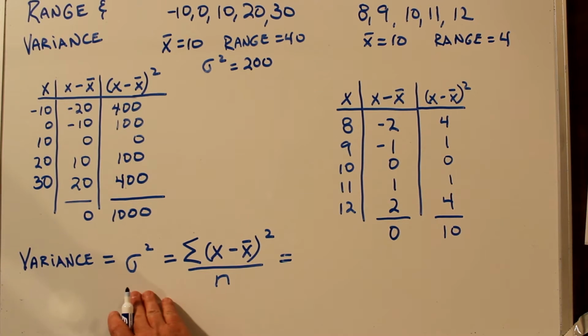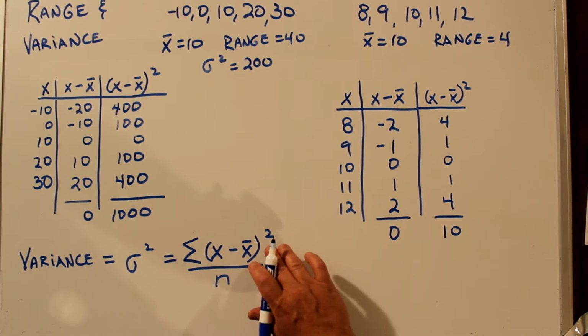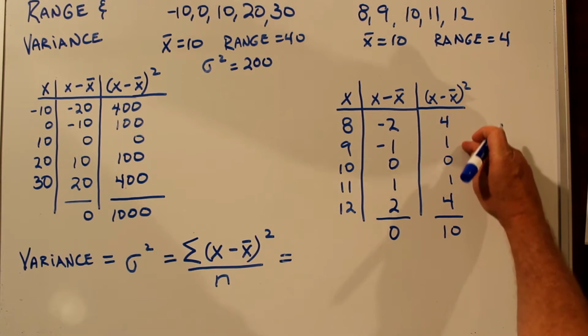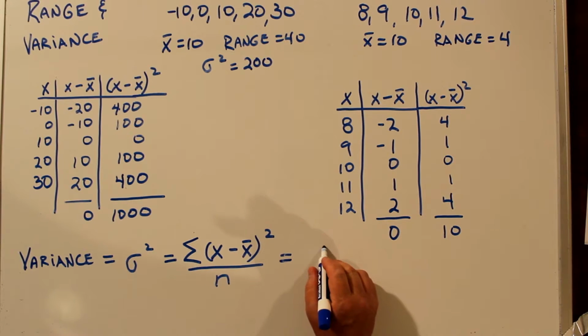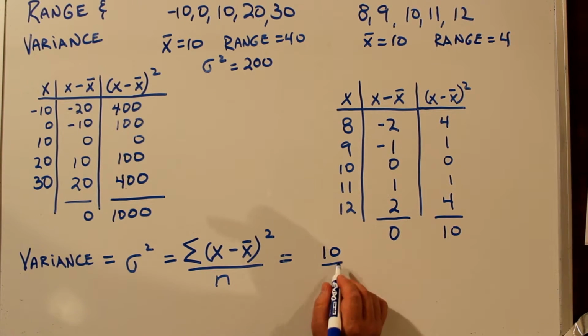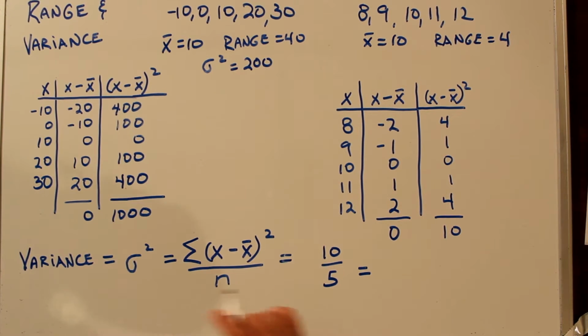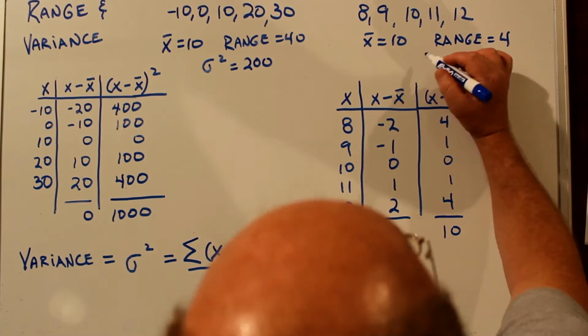Now using our variance formula, the summation of x minus x bar squared, this is the sum of all these numbers, is 10. So in this case we have 10, and our n is 5. So our variance, sigma squared, for this group is 2.